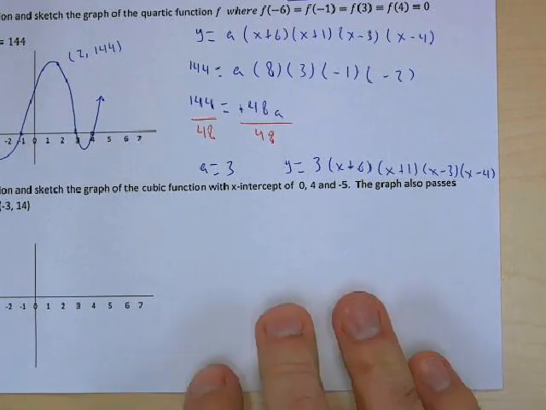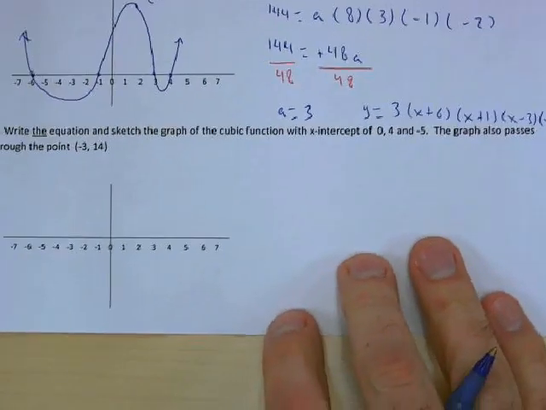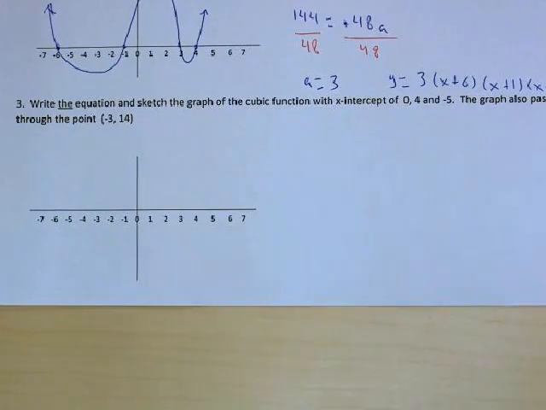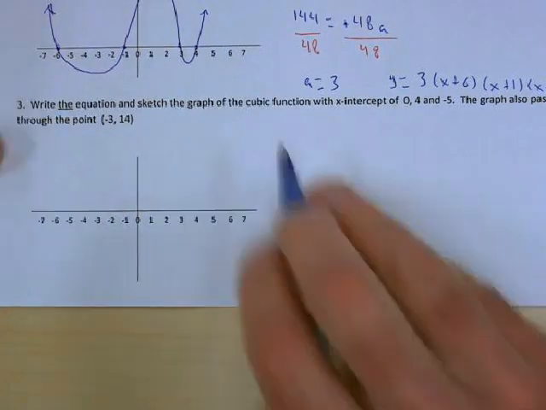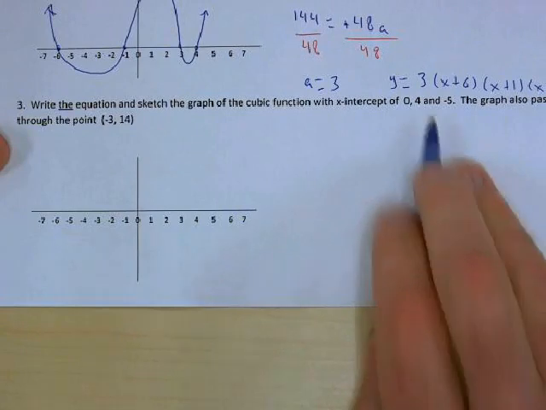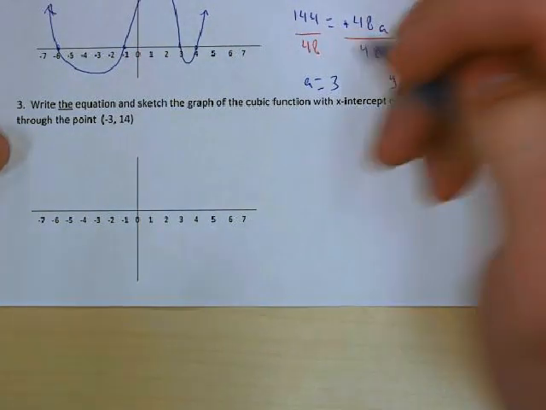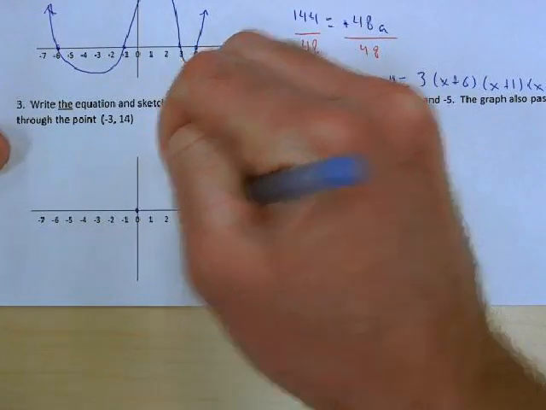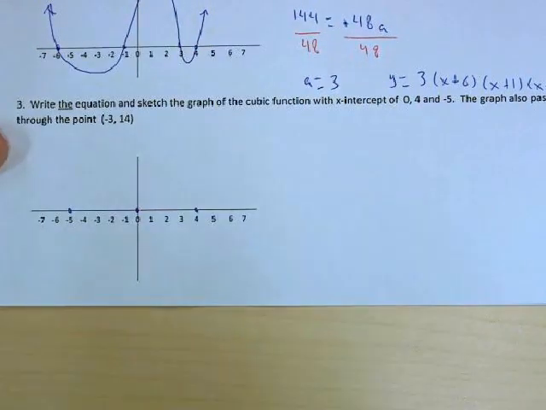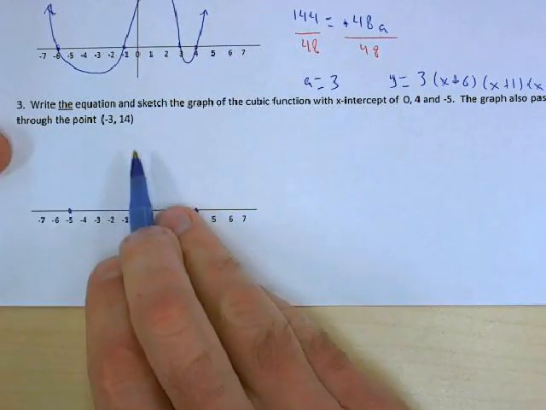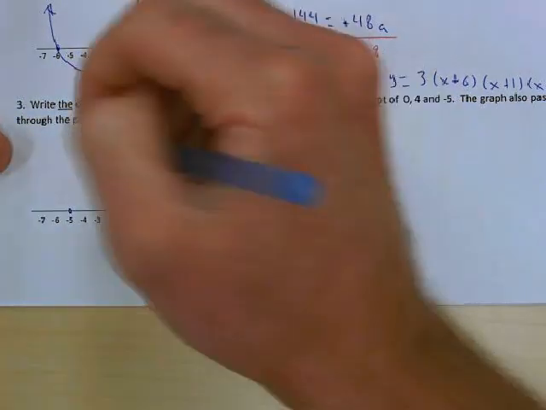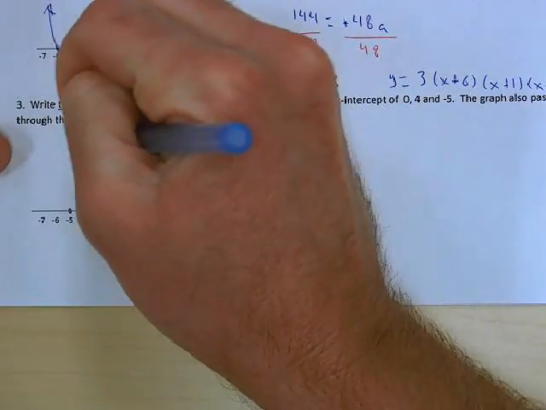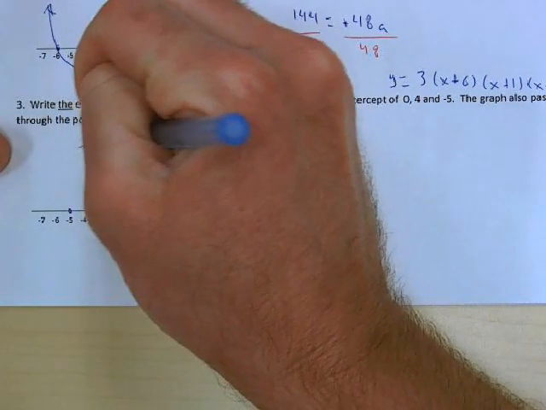Okay, all right, and then one more for this page. All right, write the equation and sketch the graph of the cubic function with x-intercepts at 0, 4, and -5. So again, it's cubic with 3 x-intercepts. I know they're all going to be to the first power already. So let's see, 0, 4, and -5. The graph also passes through the point -3, comma 14. So I'm going to have some point somewhere up here. We're going to call that -3, comma 14.